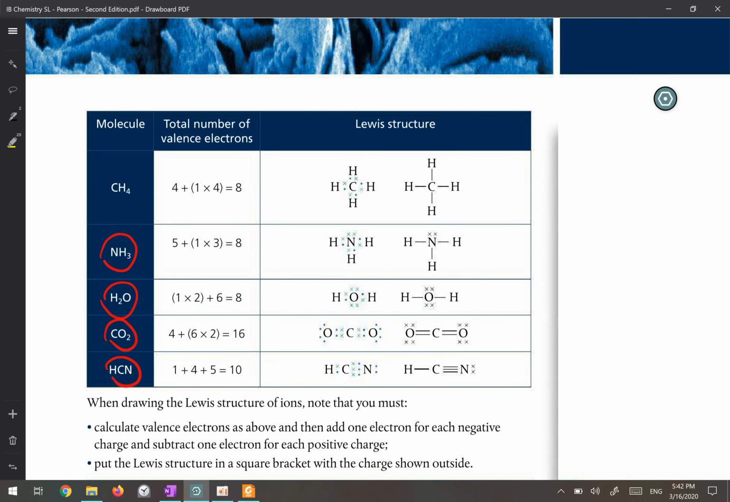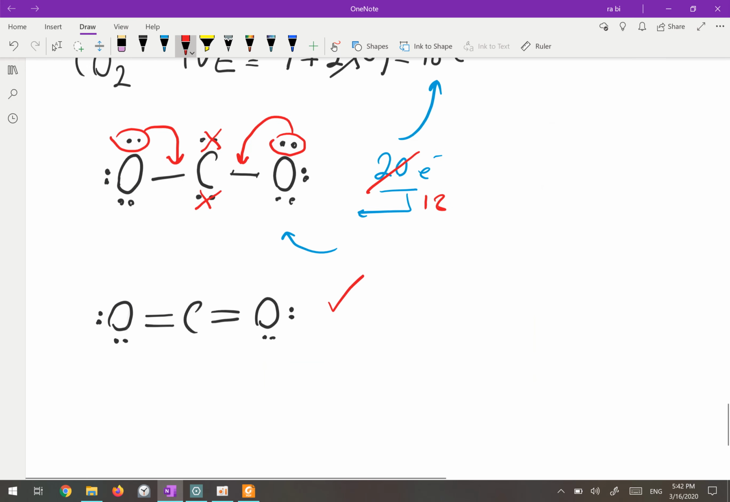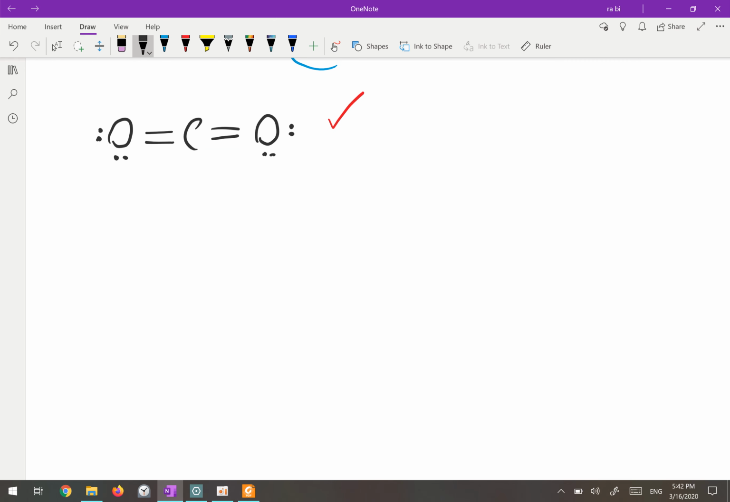Okay, so the next molecule is HCN. Let's come back here to our whiteboard or OneNote. HCN, total valence electrons for that. Hydrogen is 1, plus carbon is in group 14, so it's 4. Nitrogen is in group 15, so it has 5 valence electrons. So the total valence electrons is 10.